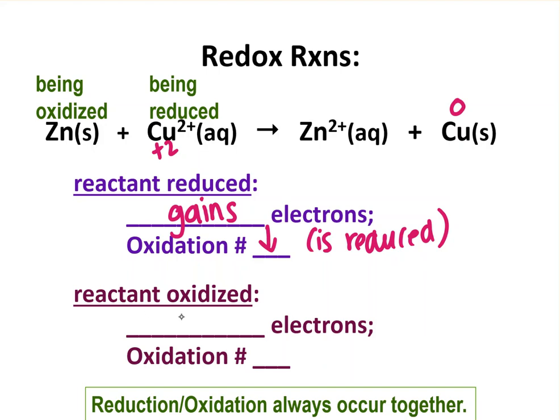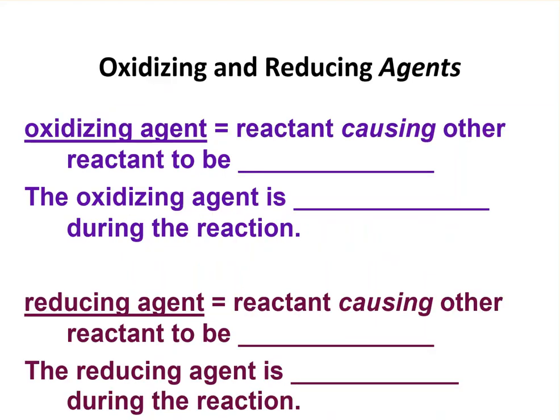And then the reactant oxidized loses electrons. Its oxidation number goes up. And you always have these occurring together. You always have one reactant being reduced and one being oxidized. That's because it's a transfer of electrons. One is giving electrons to the other one. So you always have two reactants and two products, one gaining and one losing.